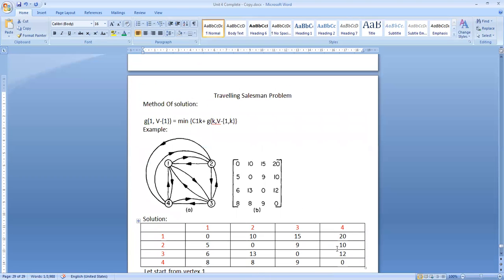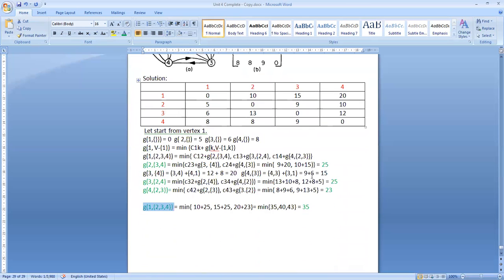See, it is a simple problem. It is a very practical problem. Traveling salesman problem is a very practical problem. It is in a real life situation. It is very much employed usually here. So this explains this dynamic programming problem solving strategy.